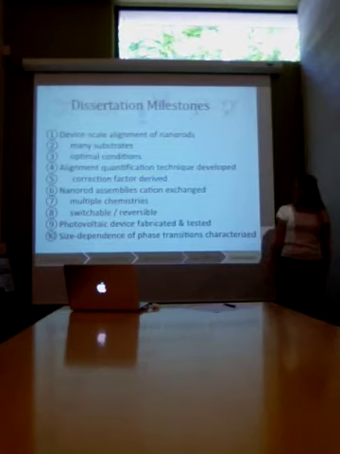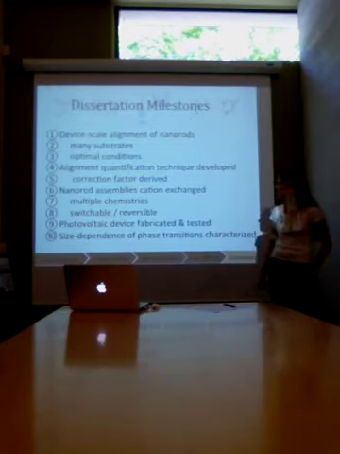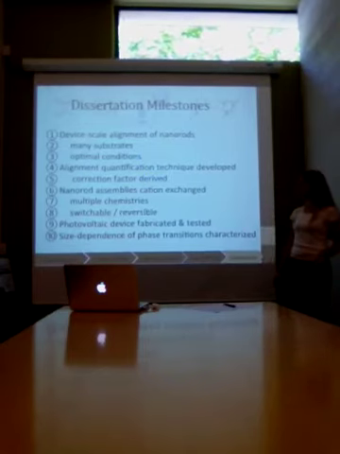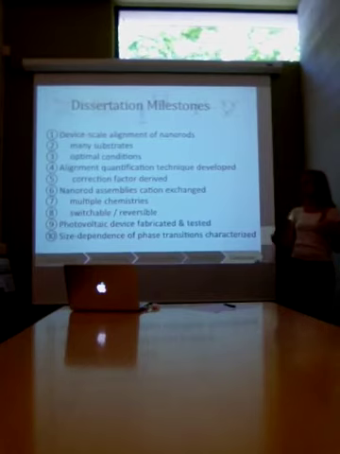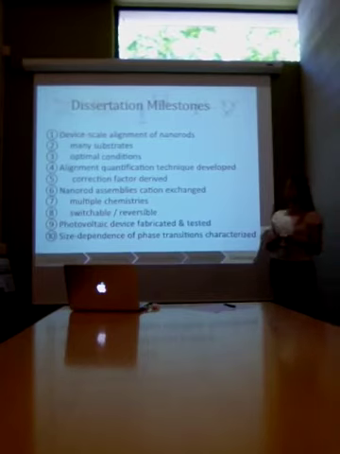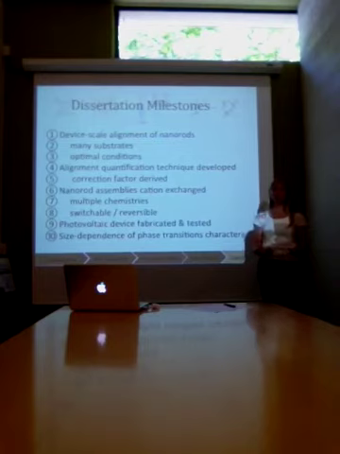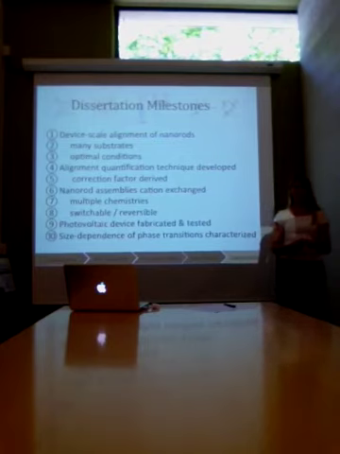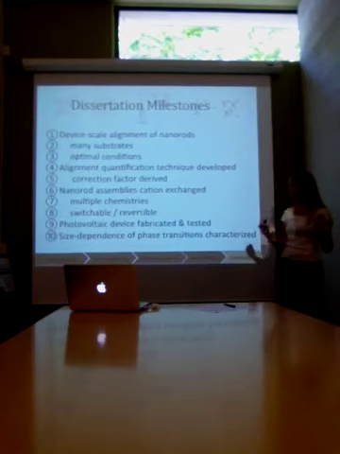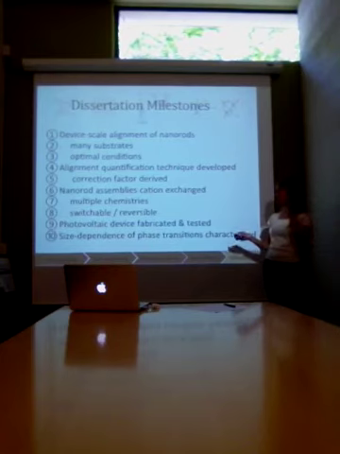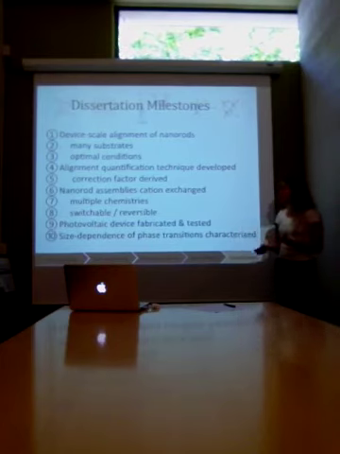So to summarize what I've done for the last 4 years, I first succeeded in aligning nanorods on a 1 square centimeter substrate, on a variety of device-relevant substrates, and I identified and quantified what those optimal conditions were for alignment. Along the way, I needed to develop a quantification technique so that I could report exactly the number of nanorods that were aligned on that substrate, and this required the derivation of a correction factor.